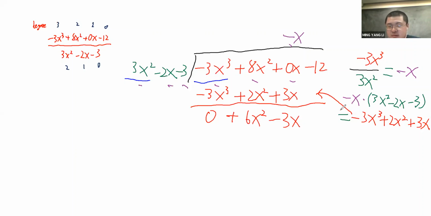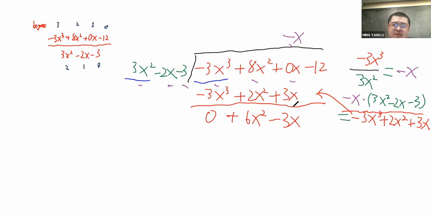We calculate the multiplication as here. And then we calculate this multiplication. We copy this result to the bottom line and then do the subtraction. So we got our new bottom line here, which is 0 plus 6x squared minus 3x. Now we can go on.